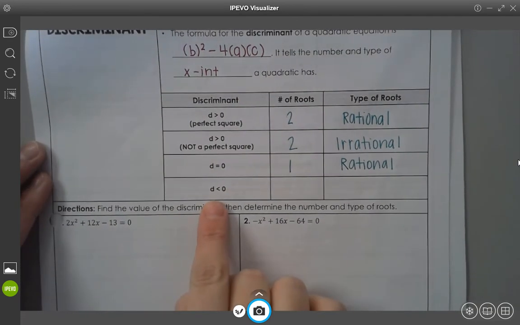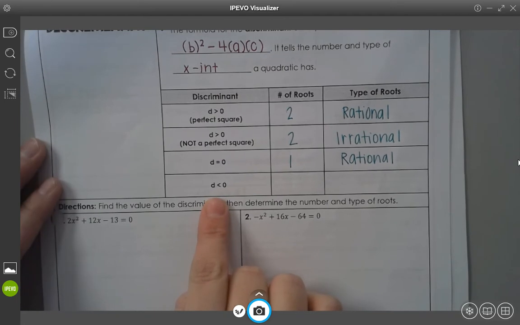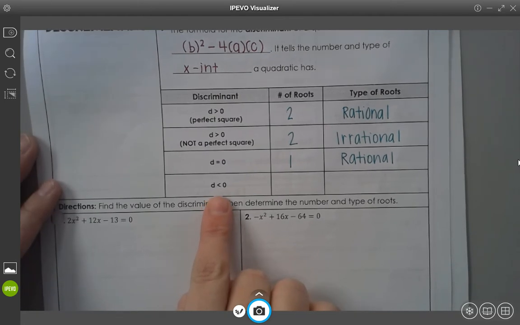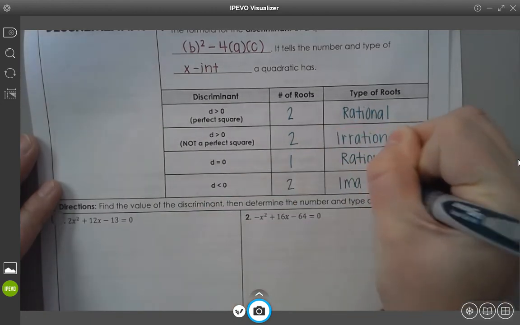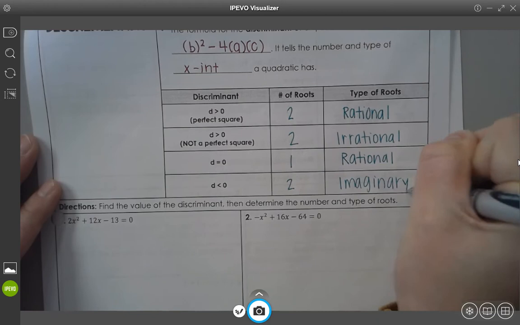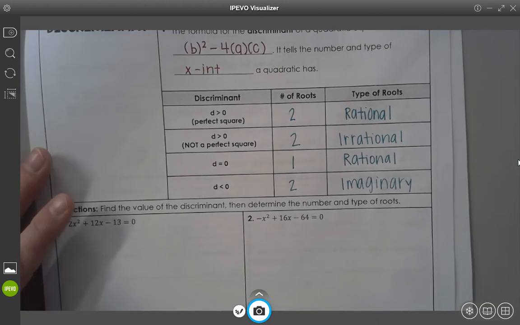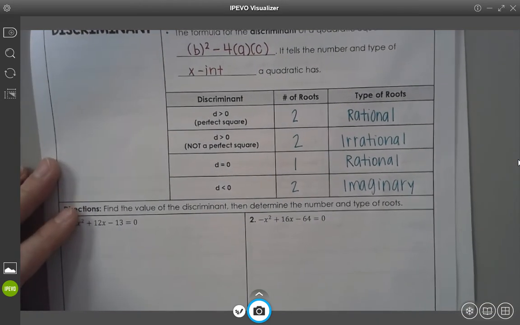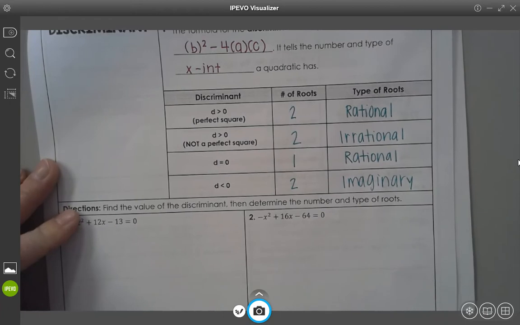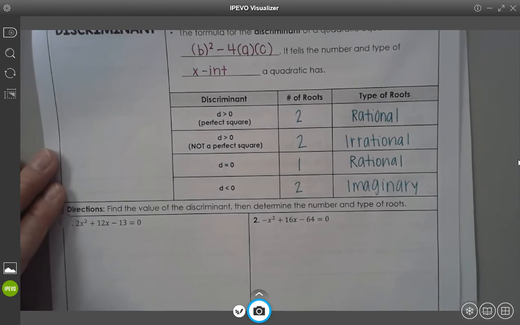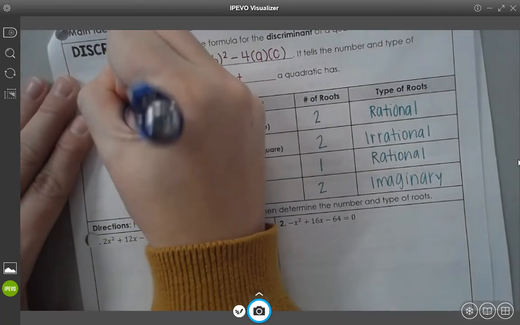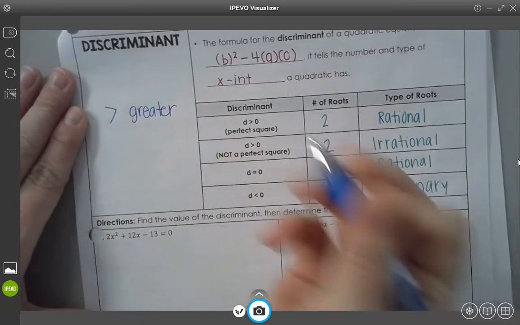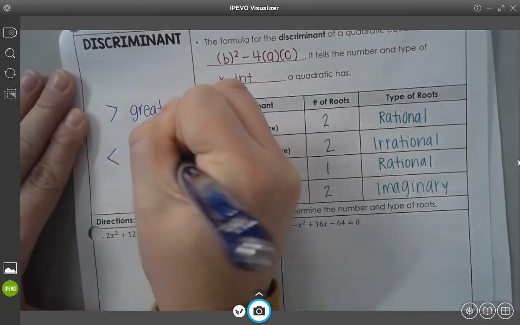If you get one that is less than 0, your discriminant is less than 0, then it has 2 imaginary. So these would be ones like when you try to type it in the quadratic formula, it says non-real answers. These are ones where you would have an i. Now, if you don't remember these symbols, this is greater than. This is less than.